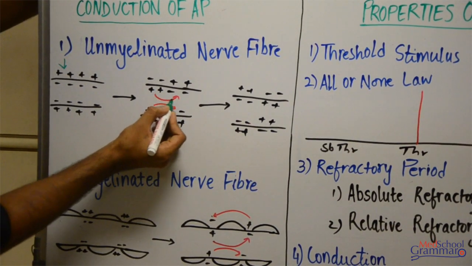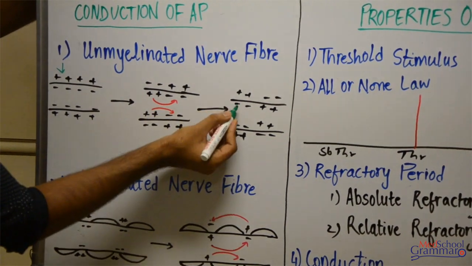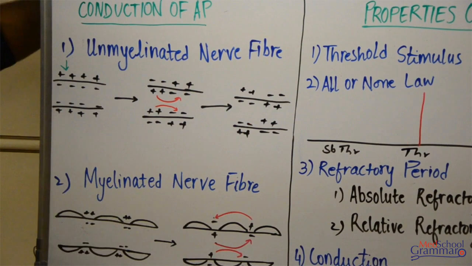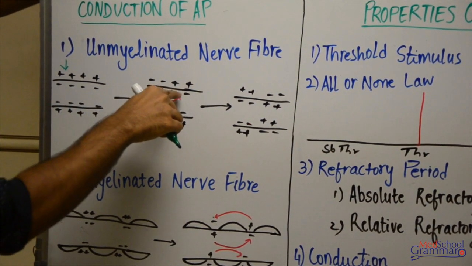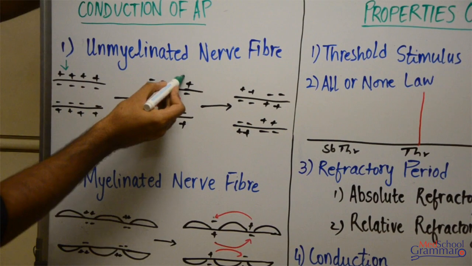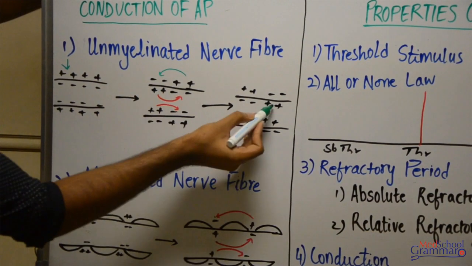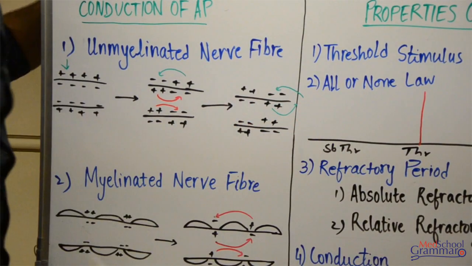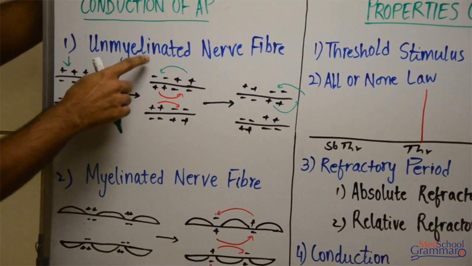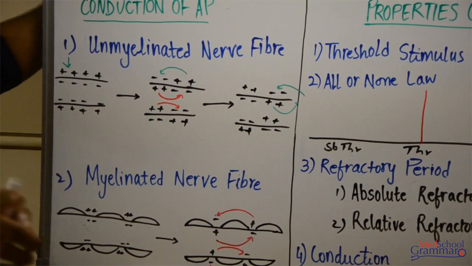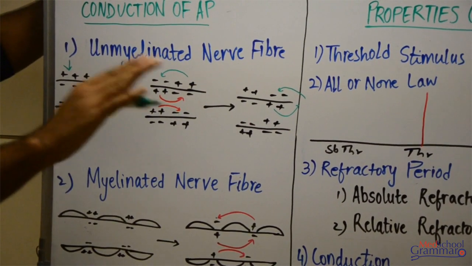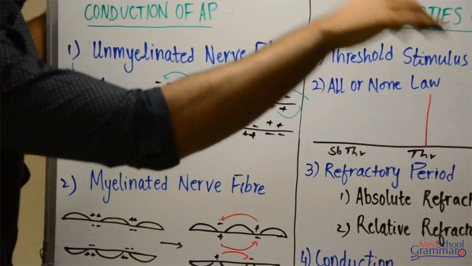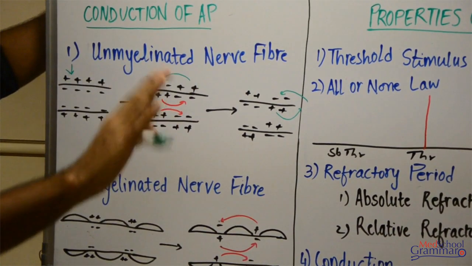Positive charge moves here and this in turn becomes negative again. So this side has now become positive and this has become negative. This positive moves here, and this again will move further, and this is how an action potential is propagated in an unmyelinated nerve fiber. Understand? Very easy. Just the difference in charges and the flow of currents. Just one cycle. Very simple.